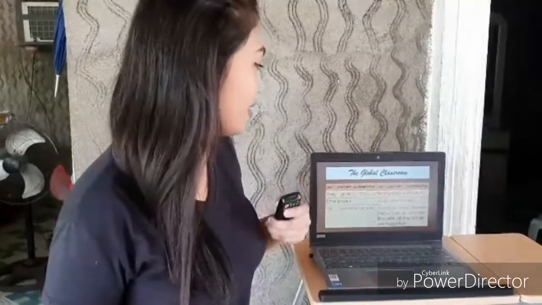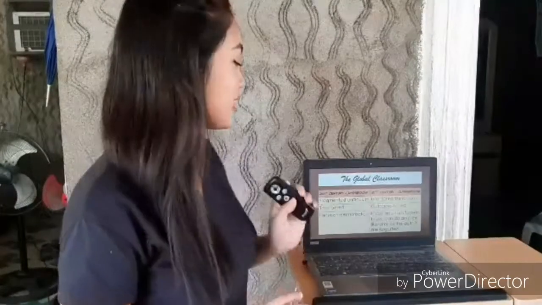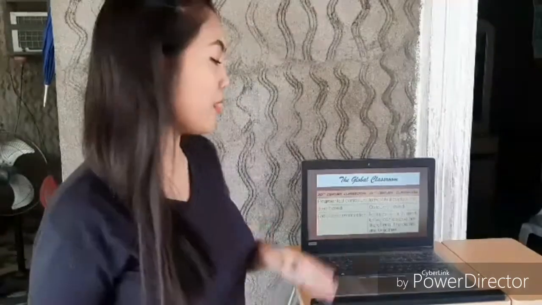the 21st century curriculum. And then, this is the description or the comparison between the 20th century classroom and the 21st century classroom. This is comparing the difference between the past or former curriculum and the present curriculum. It is talking about the global classroom.